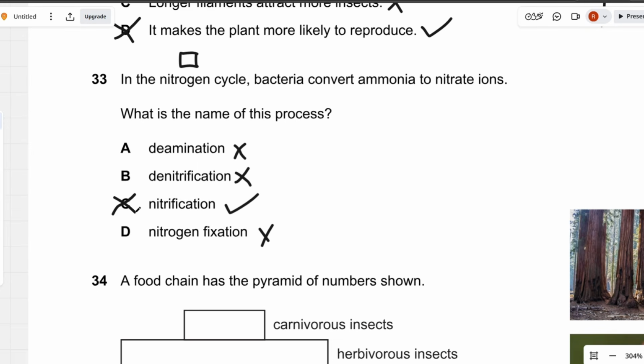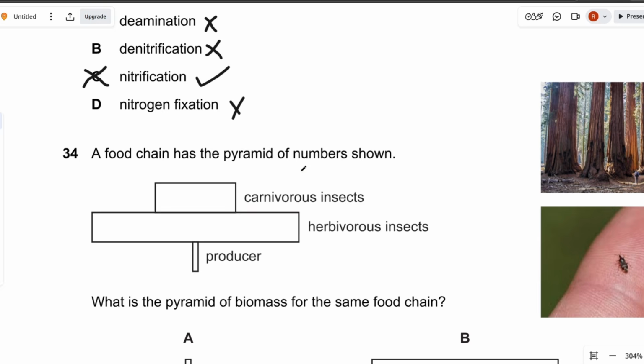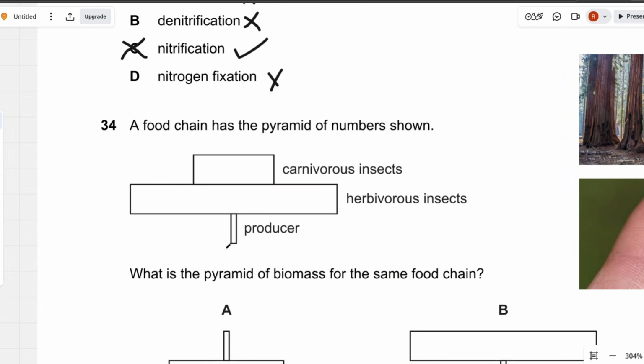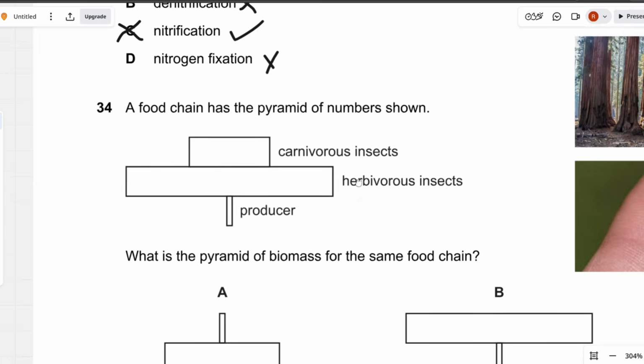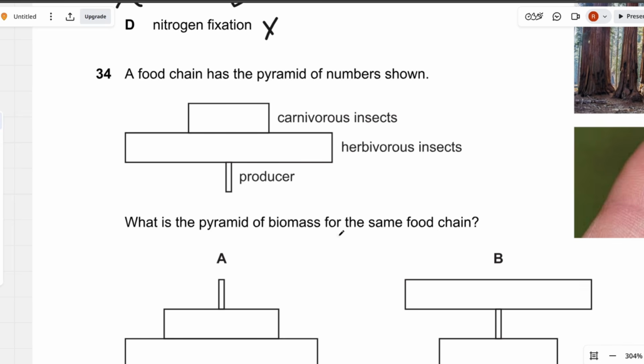So the only correct answer is C. A food chain has a pyramid of numbers shown. Very small number of producers, relatively. Very large number of herbivorous insects, and a smaller number in carnivorous insects. What is the pyramid of biomass of the same food chain?